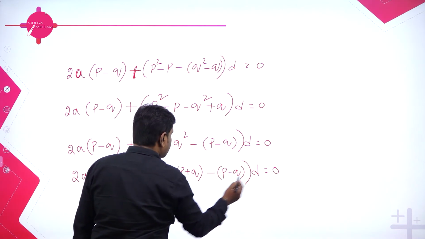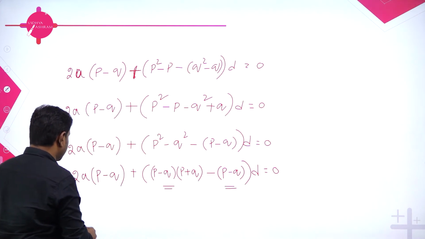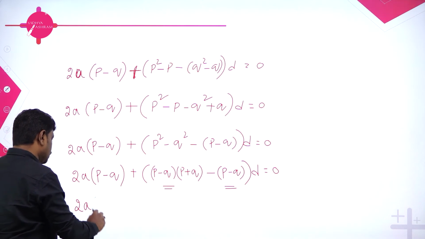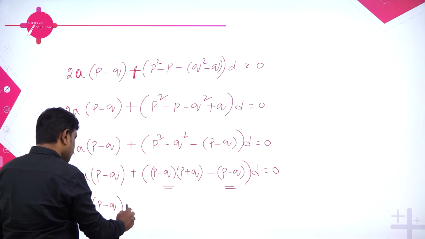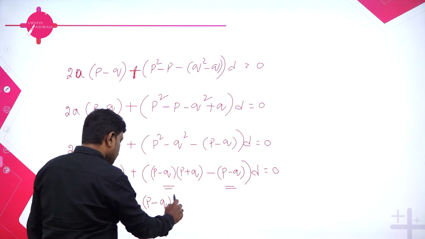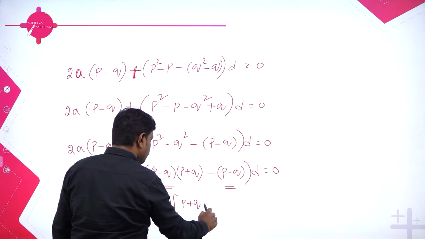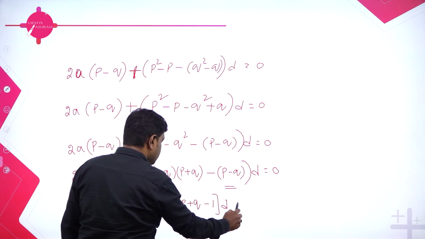D. Again in these two terms, here you have p minus q, here you have p minus q. You can take p minus q common. 2a into p minus q plus, if you take p minus q common, you are left with p plus q, and this whole term is out, so minus 1 into d is equal to 0.